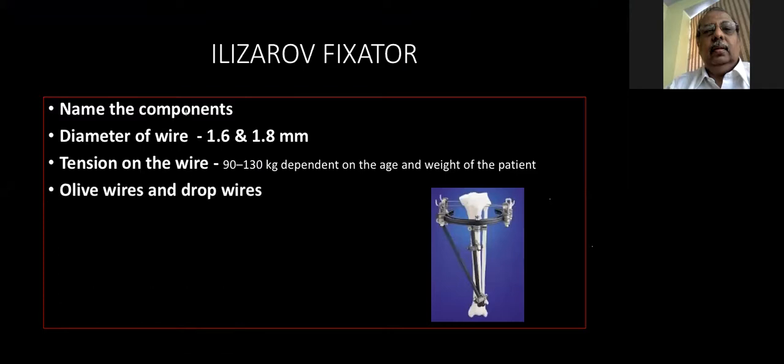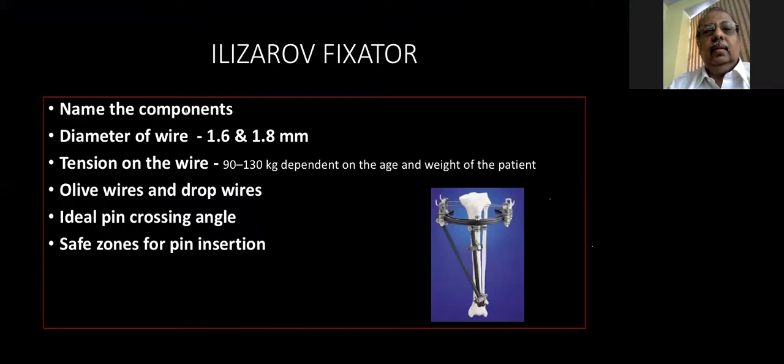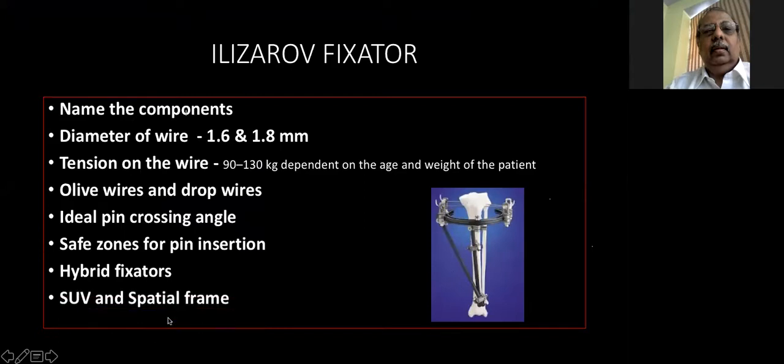What's the difference between olive wires and drop wires? Then the ideal pin crossing angle depends on the anatomy of the area where you are putting these wires. What are the safe zones? And what are hybrid fixators, where you can use 2 types of external fixators? In the upper part, you use Ilizarov, and here you can use the AO type of fixators. And nowadays, in several hospitals, they are using these SUVs and spatial frames, and you should have an idea regarding these SUVs and spatial frames. I think it will be dealt with later. I think Jayant is an expert on all these, and he will be talking about this.